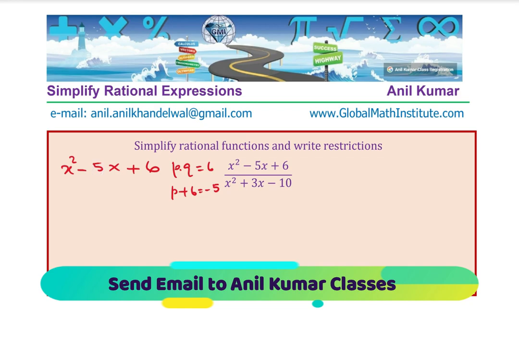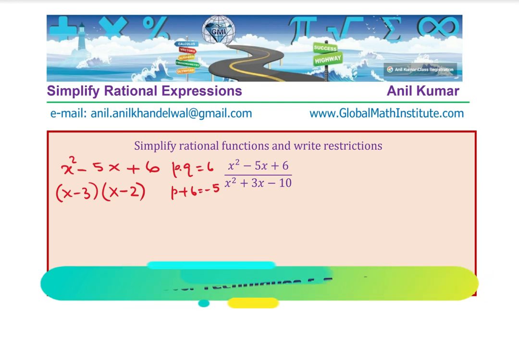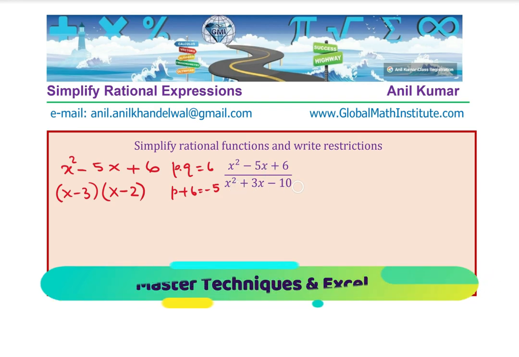And therefore, I could write this as x minus 3 times x minus 2. Make sense? Now let's look into the denominator. The denominator part is x squared plus 3x minus 10. So we're looking for product of minus 10 and sum of 3.